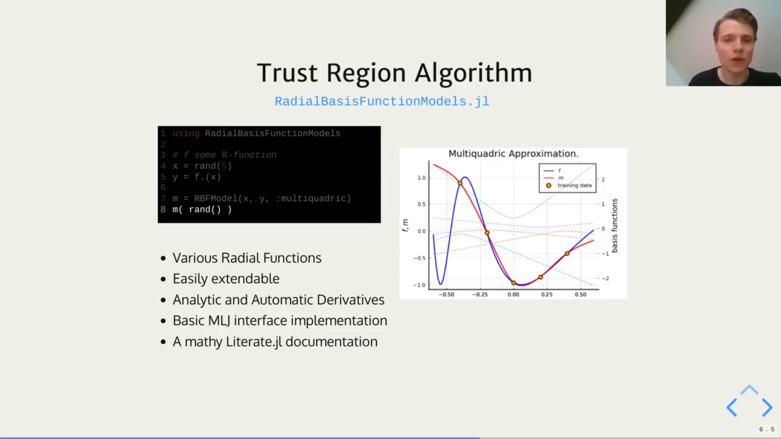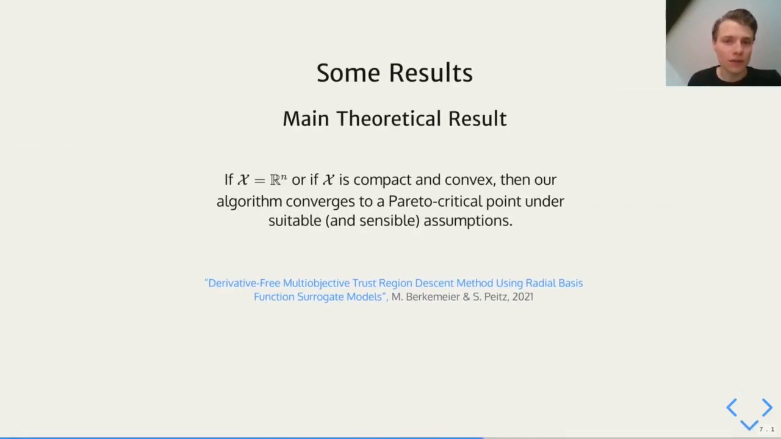Now, let me show you some results that we could obtain using this idea. Our main theoretical result was that we could show that if our feasible set is either unconstrained or it is compact and convex, then our algorithm converges to a Pareto critical point under some standard assumptions. For example, that our objectives are bounded from below.